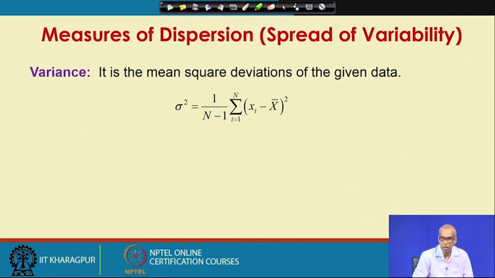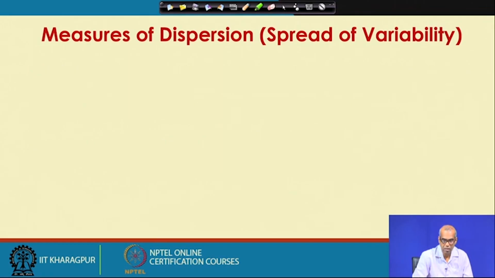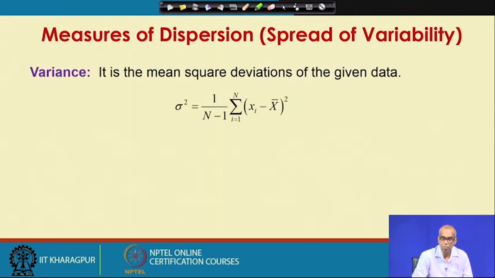Variance is the mean square deviation of the given data. Look at the expression for variance and look at the expression for the average or mean deviation. So, variance is the mean square deviation of the given data. You find the difference of each observation from the mean, square them, sum them up and divide by n minus 1, where capital N is the number of observations.